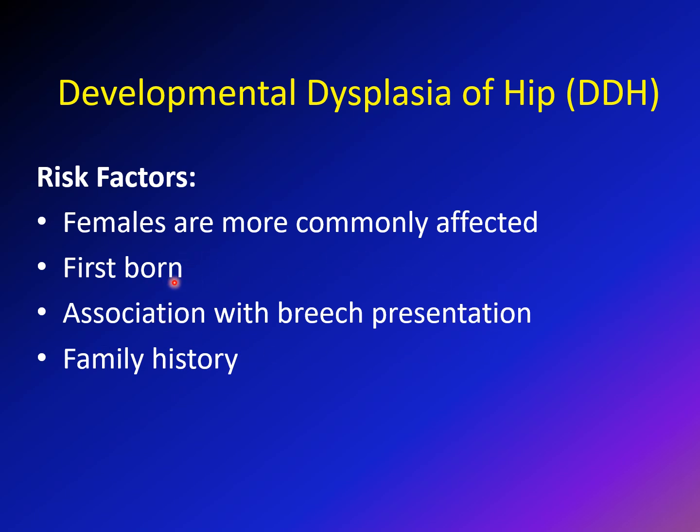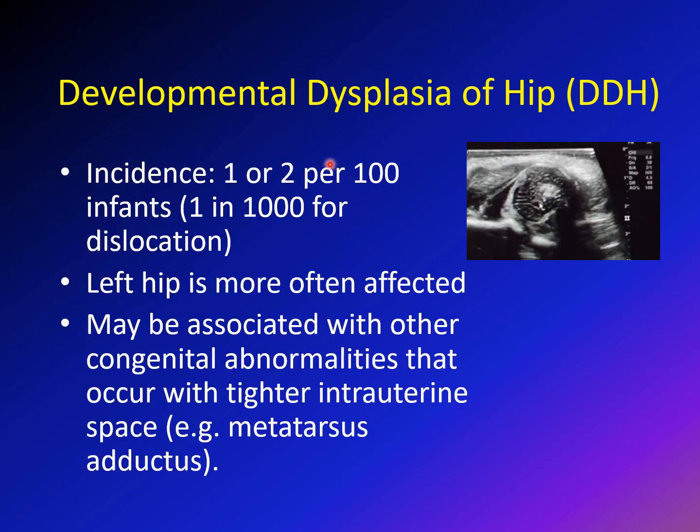Okay, so it has been found that the risk factor associated with dysplasia is breech presentation, especially in the third trimester. So of course, breech birth is important, but more important is breech presentation in the third trimester. So FFF, firstborn, female, family history, and breech presentation in the third trimester. So the incidence of hip dysplasia is about 1%.